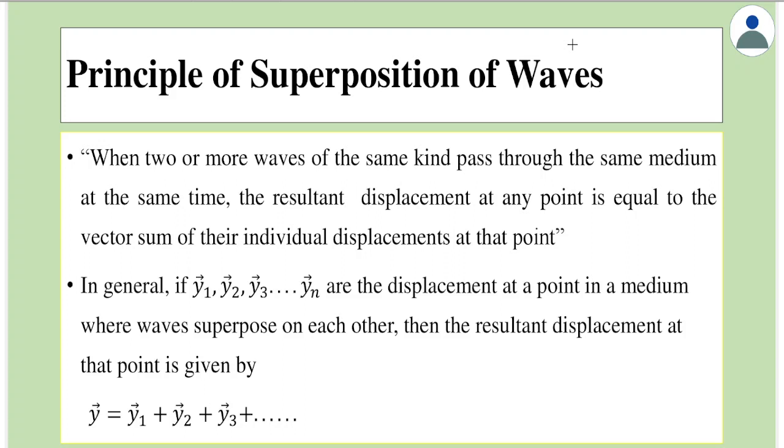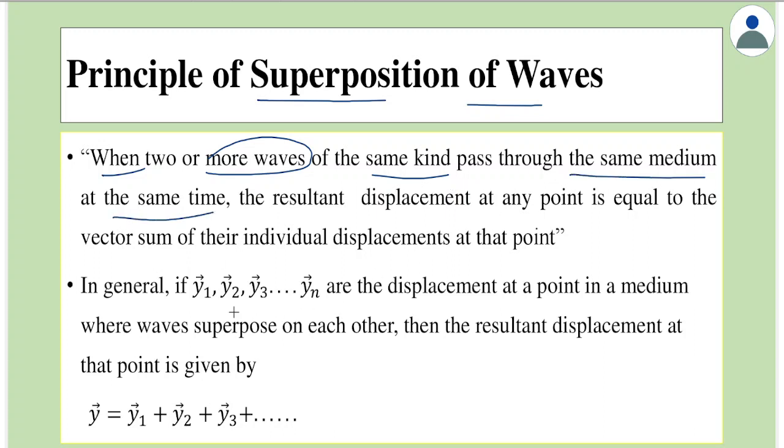Let us now study about the principle of superposition of waves. To define this, it says: when two or more waves of the same kind, that is, either transverse or longitudinal waves, pass through the same medium at the same time, the resultant displacement at any point is equal to the vector sum of the individual displacements at that point.